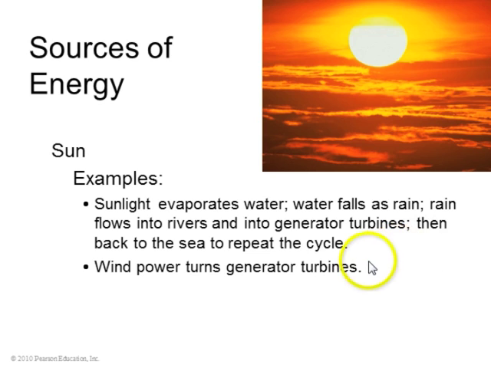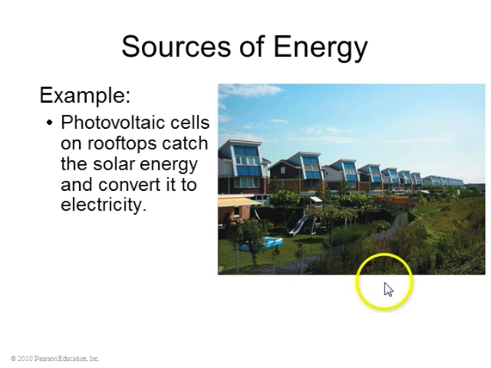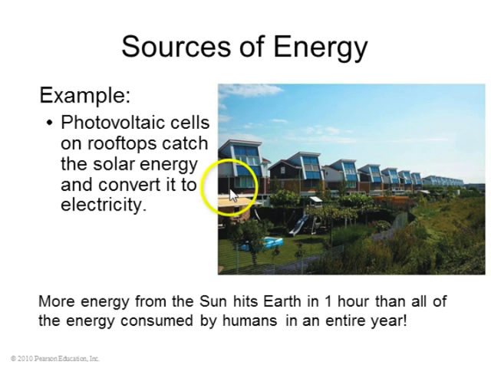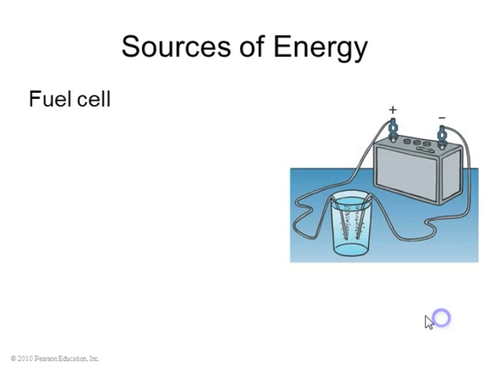Also, the sun doesn't heat every part of the earth equally, so it generates wind, which can turn turbines. You can also get sunlight to produce electricity directly through photovoltaic cells, like solar panels on rooftops. It turns out that more energy from the sun hits the earth in 1 hour than all the energy consumed by humans in an entire year. So that's a good source of energy.